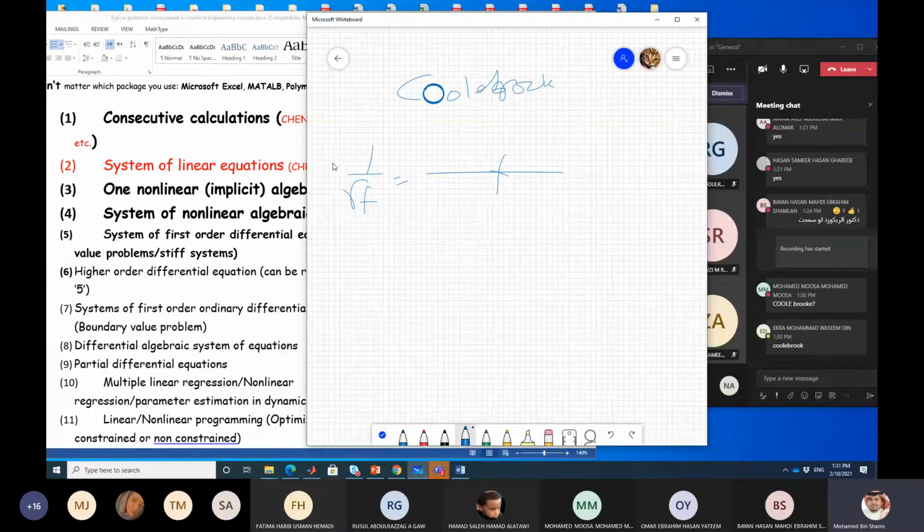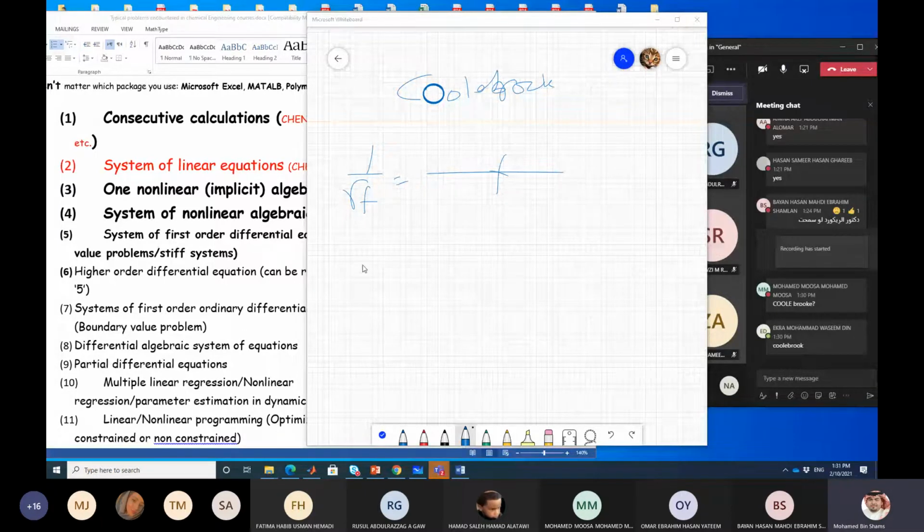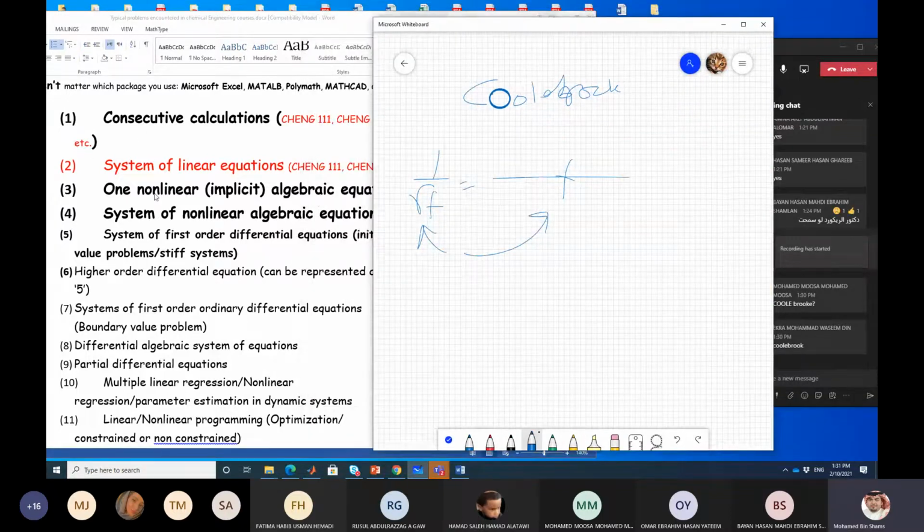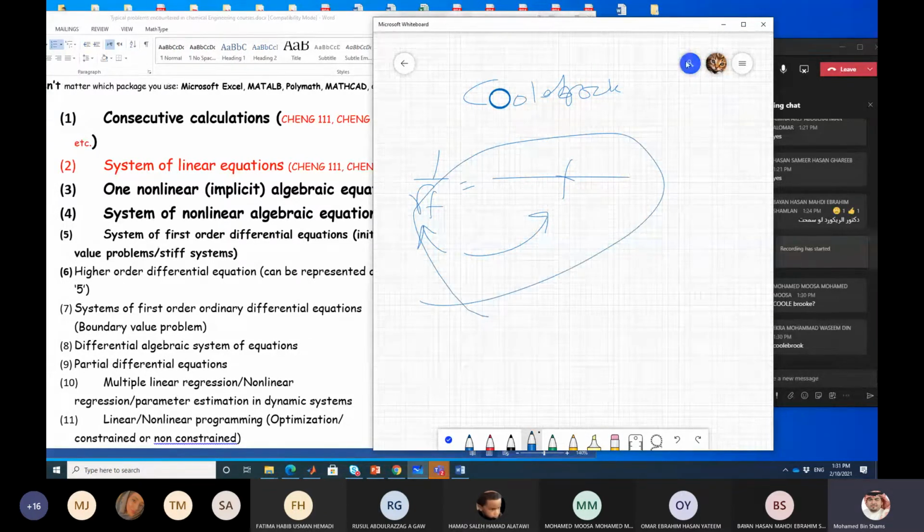Consecutive calculation means that what you want, you can put in one side of the equation. Okay? Like the Reynolds number. The Reynolds number is just sitting on the left, and that's what we call consecutive calculation. When I have something on both sides, it means that I need trial and error. And that's what we call an implicit algebraic equation, and it's nonlinear. And for that, we need to solve it by trial and error.